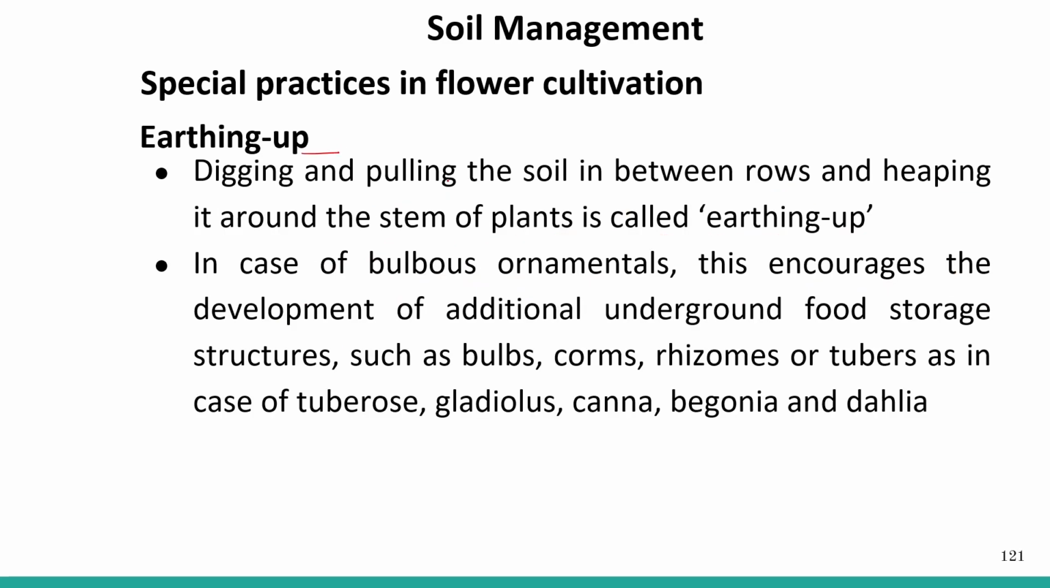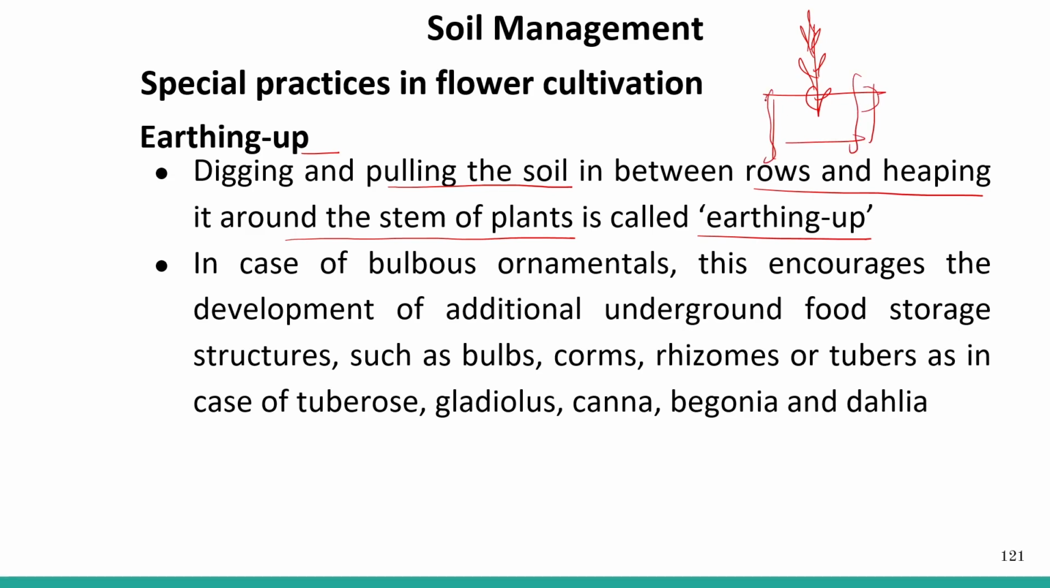Earthing up. Digging and pulling the soil in between the rows and heaping it around the stem of the plants is called earthing up. So sometimes what happens when the plant has grown properly, right? So what we do, the surrounding land of this part is earthed up. With the help of a kurpi, we pull out the soil between rows and heap it around the stem of the plant.